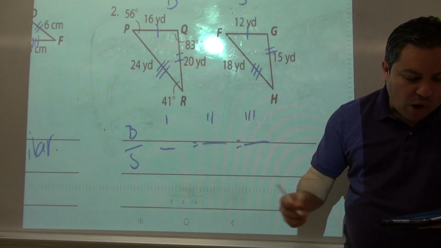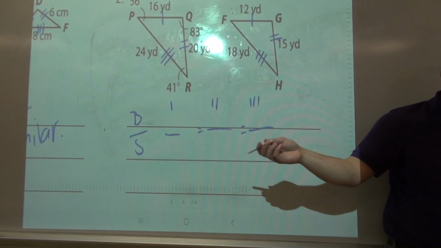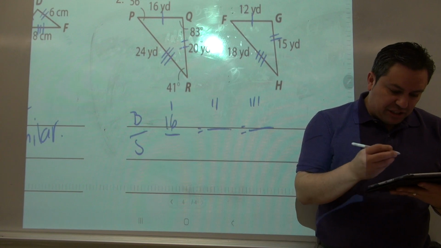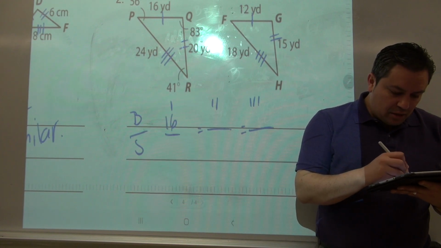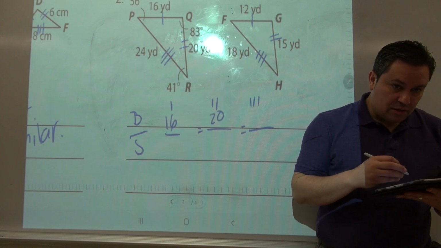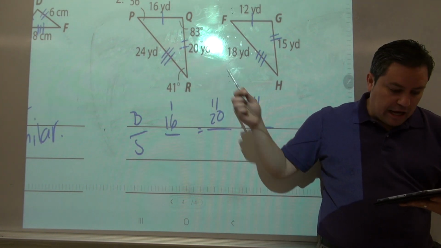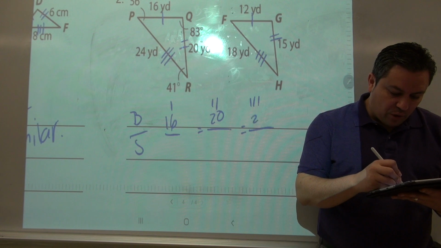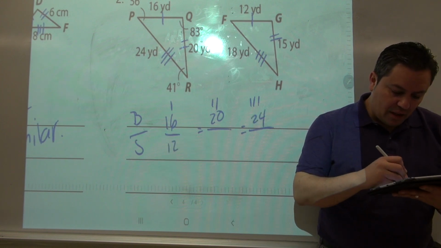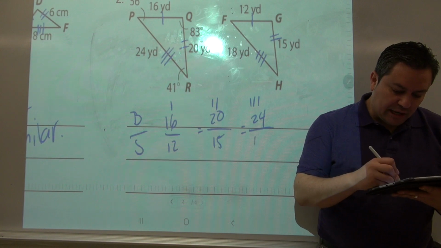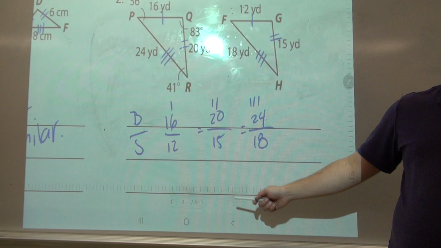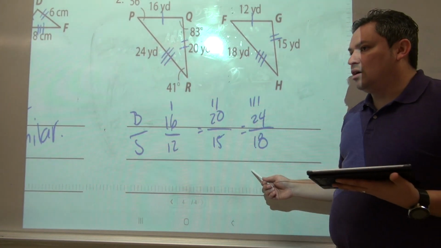Now, what's B1? We're going to label it. B1 equals 16. B2? 24. B2, 20. And B3, 24. S1? 12. S2? 15. And S3, 18. Now we have to simplify this and make sure we get the same number on all of them.